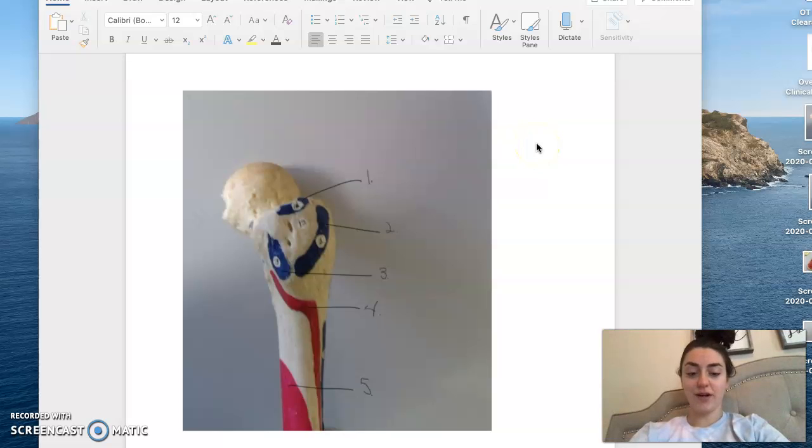Hey, okay, so today we're going to do the origins and insertions of the lower extremity bones. So let's just get started.